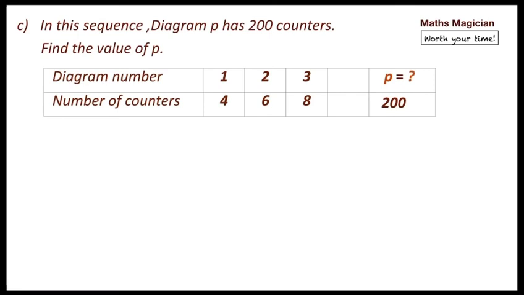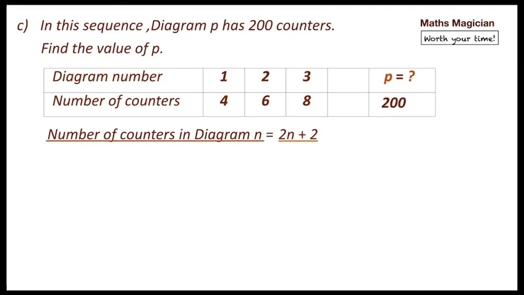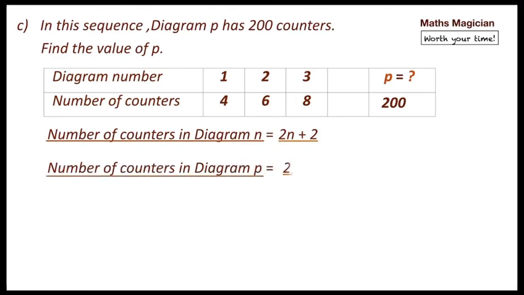Now, what is P? From part B, we already know that for this sequence, the number of counters in diagram n is equal to 2n plus 2. Now, as n is a variable and it represents any diagram number, for diagram P, replace n by P, and hence the number of counters in diagram P is equal to 2P plus 2.